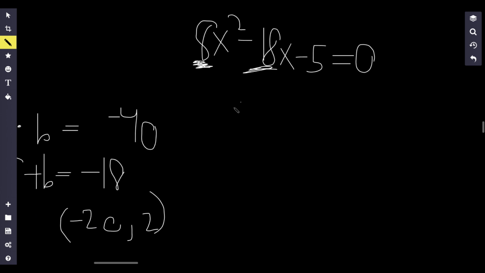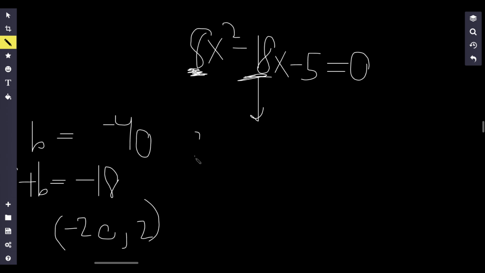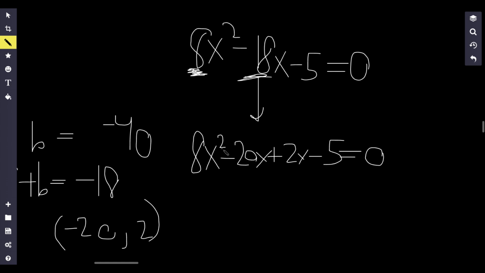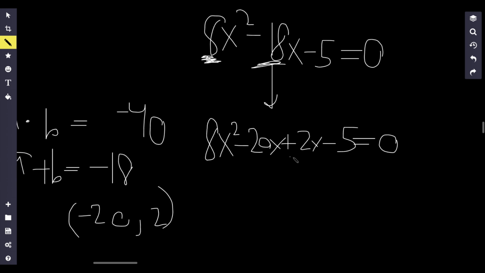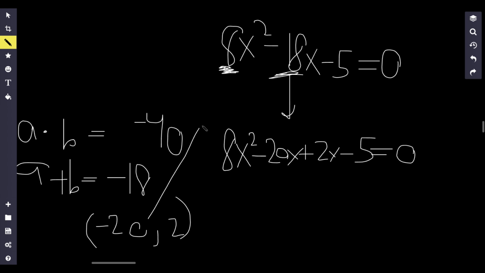So what we're going to do is break the middle term up into negative 20 and 2. So what's going to happen is we're going to have 8x squared minus 20x plus 2x minus 5 is equal to 0. Notice how negative 20x plus 2x still adds up to be negative 18x. So we actually haven't changed the value of this equation. We just altered it in some way. Okay, so this first thing we did over here just tells us how to break down this middle term.